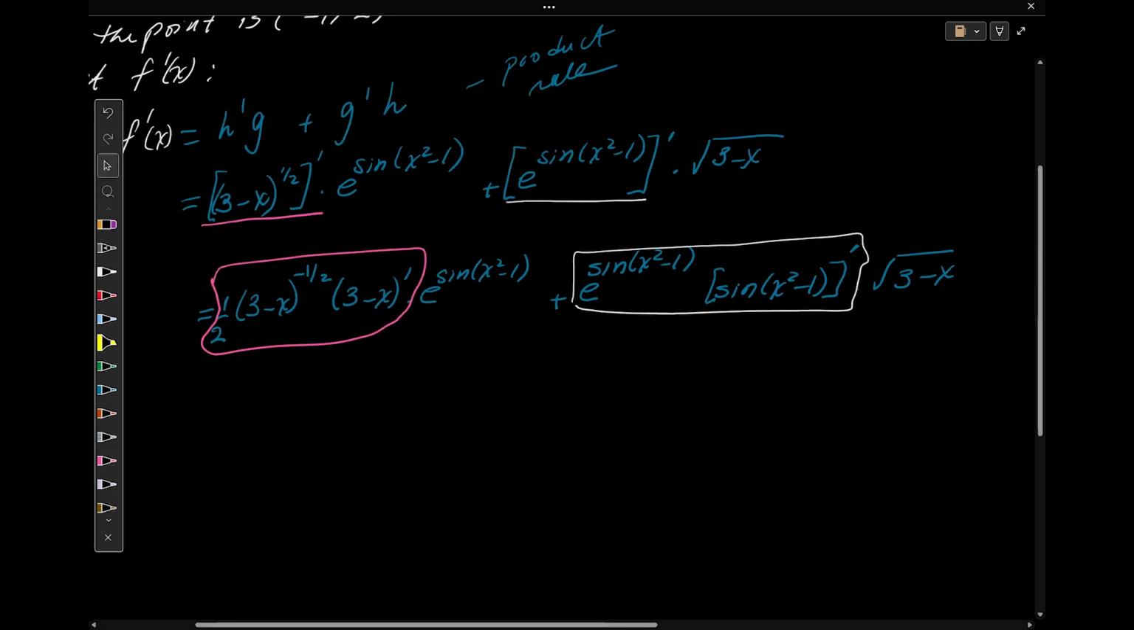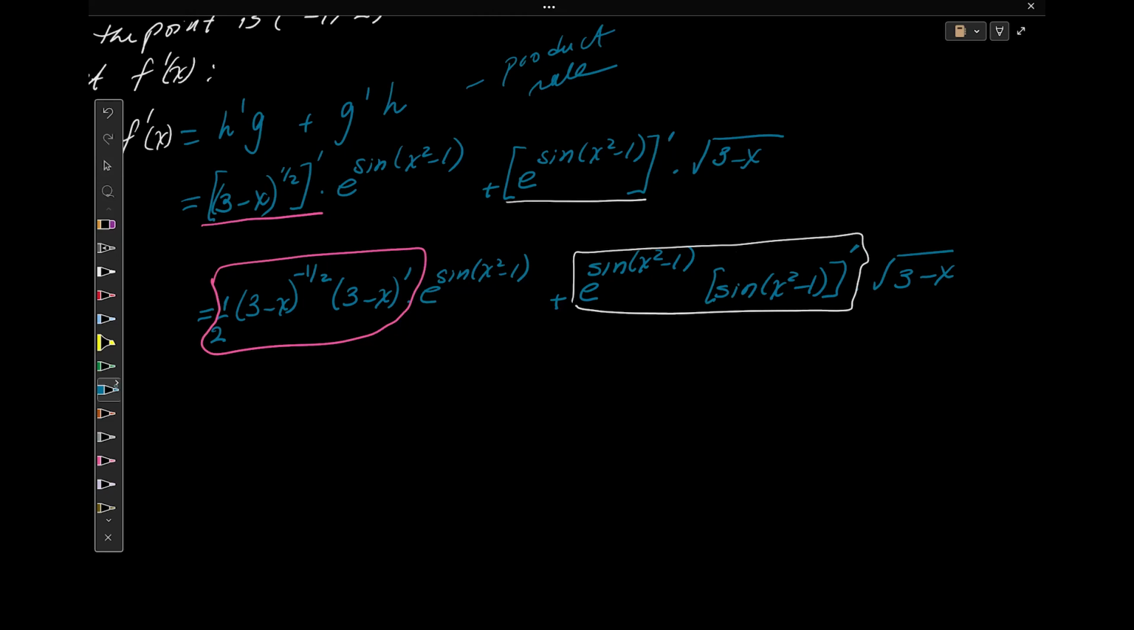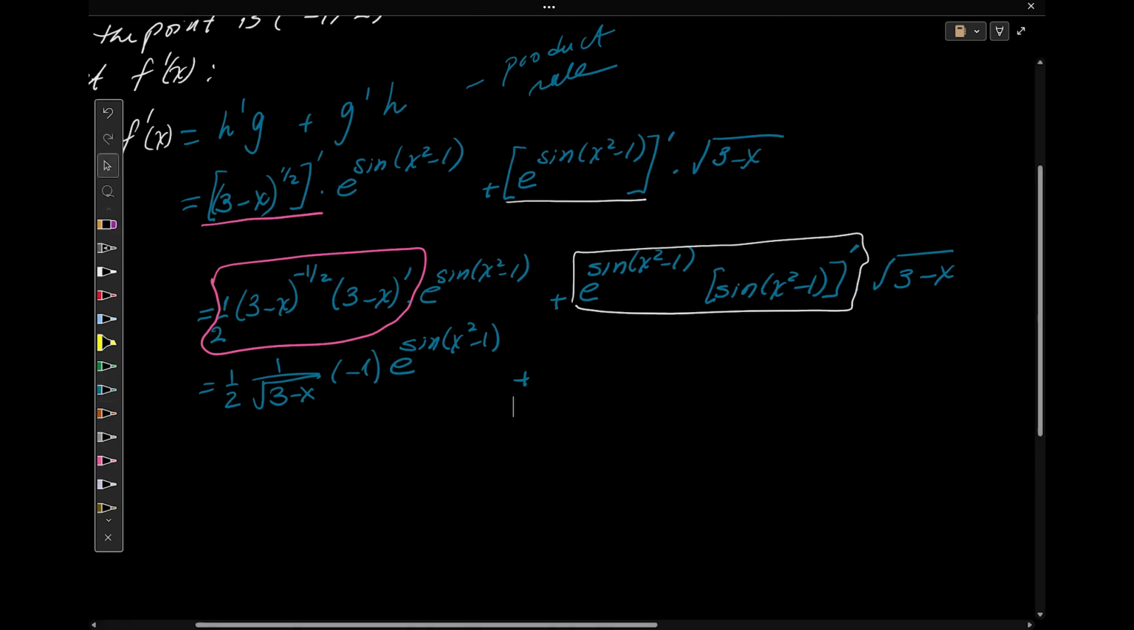Well, let's continue. Okay? So now we come here, 1/2. This is like 1 over the square root of 3 minus x times the derivative of 3 minus x. That's just -1. And here's my exponential function. Plus, here's the exponential function again.